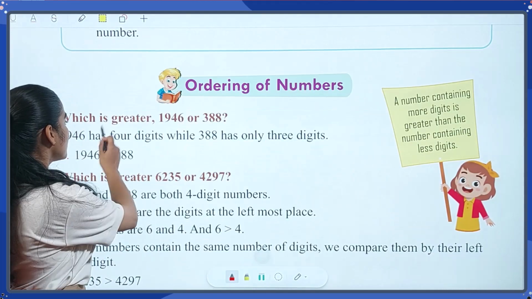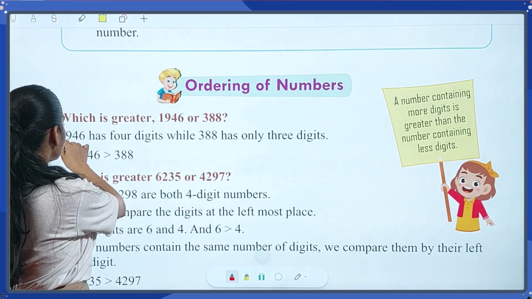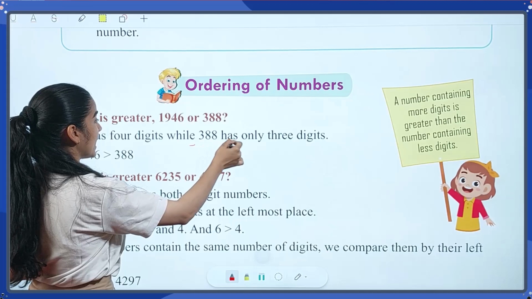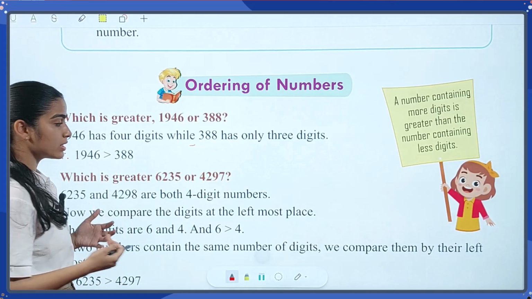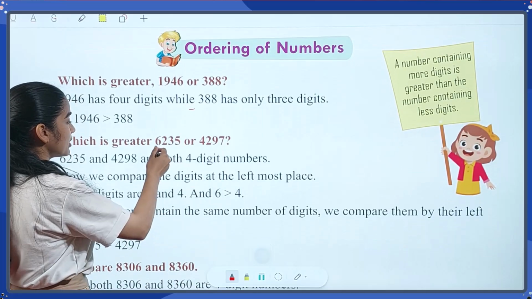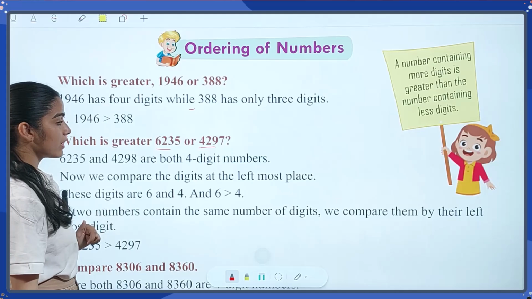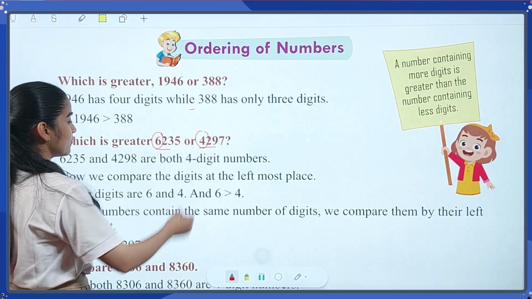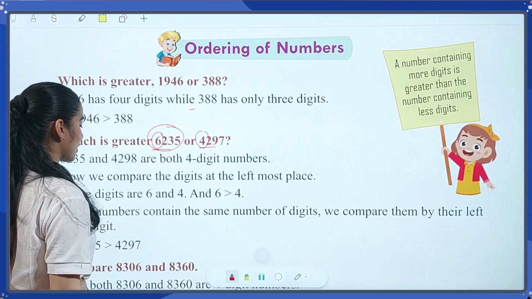Ordering of numbers, which is greater, 1946 or 388? 1946 has 4 digits while 388 has only 3 digits. It means which number having more digits, that number is bigger. Now in this we have total 4 digits. So how can we now identify which one is bigger? With the help of the first number. If this and 6 and 4, which one is greater? 6. It means 6235 is greater.